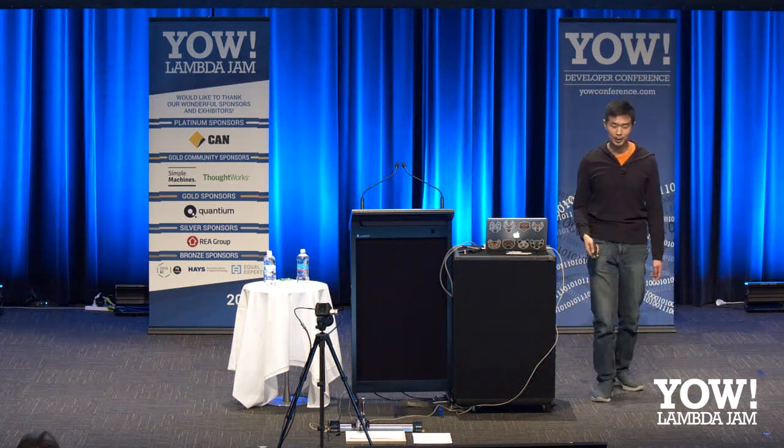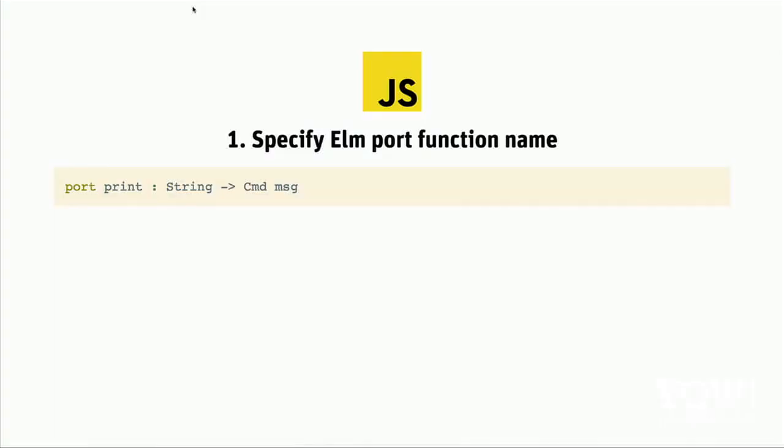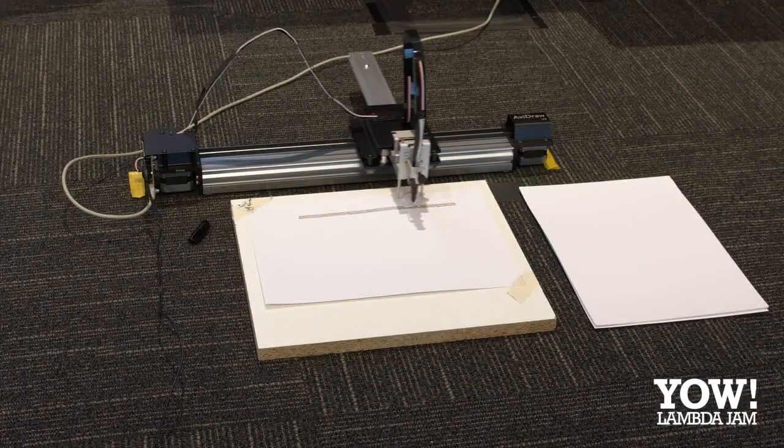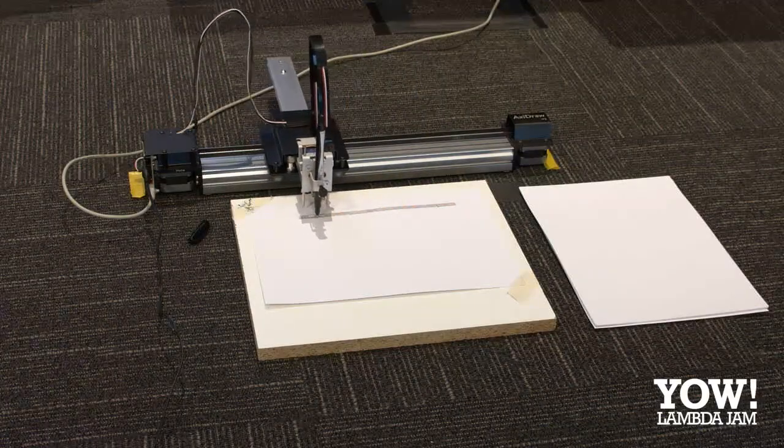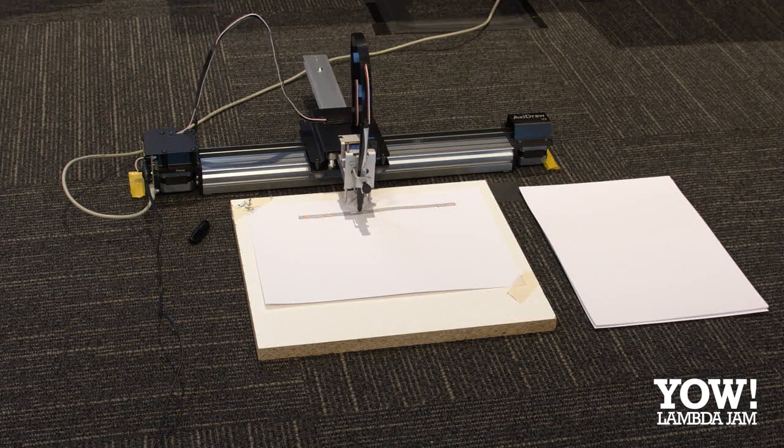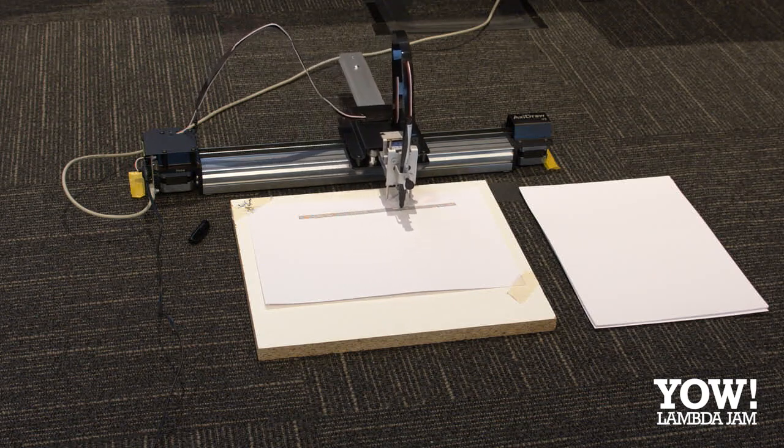So you do it like this. You define a port, and I'm just going to call it prints. So I just hit print, and it's drawing nicely. Awesome. And a port takes one built-in Elm type. It could be a string, a number, a Boolean, a tuple if you wanted. And it always returns a command.